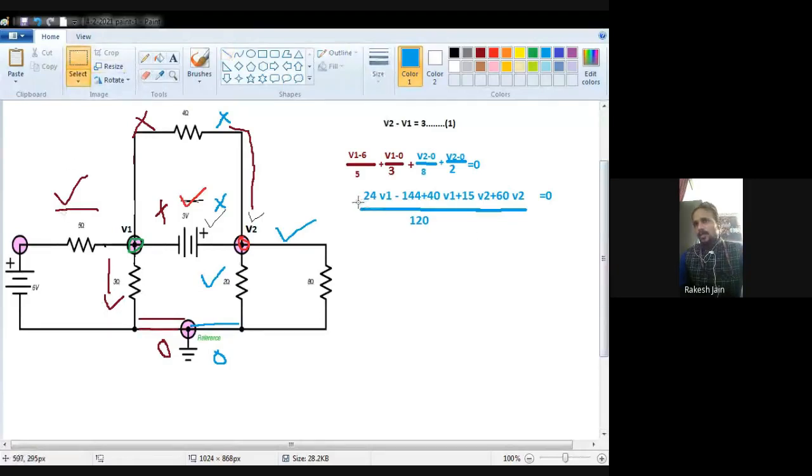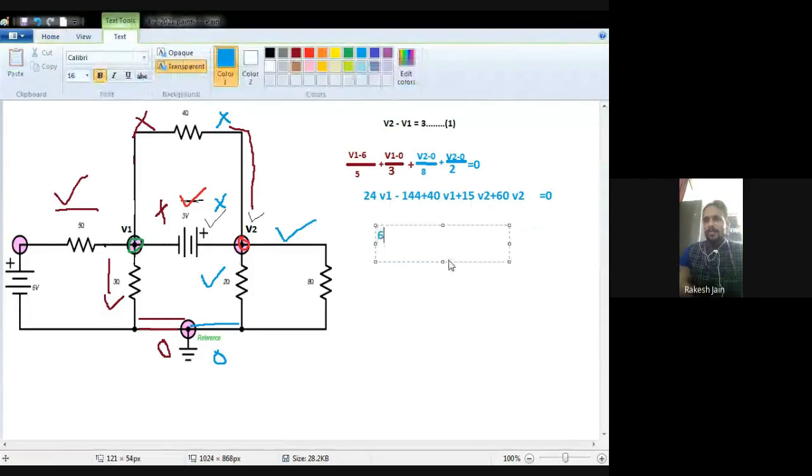Because at the right hand side there is 0, there is no meaning to write down this LCM, because this 120 will be multiplied with 0, right? So it will be 0. So this will be your equations. Now we just solve this equation. How many V1 are there? So 40 plus 24, 64 V1, 24 V1 plus 40 V1, 64 V1.